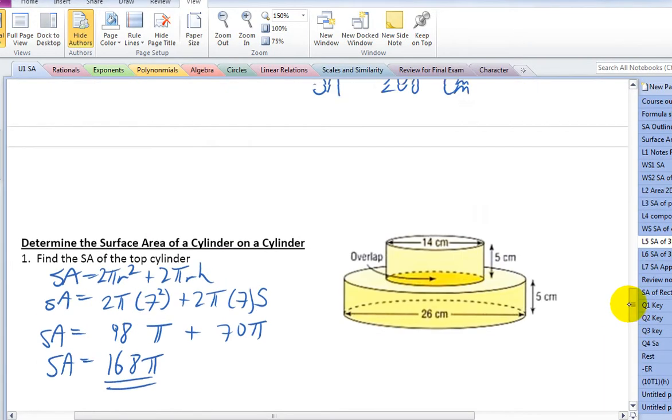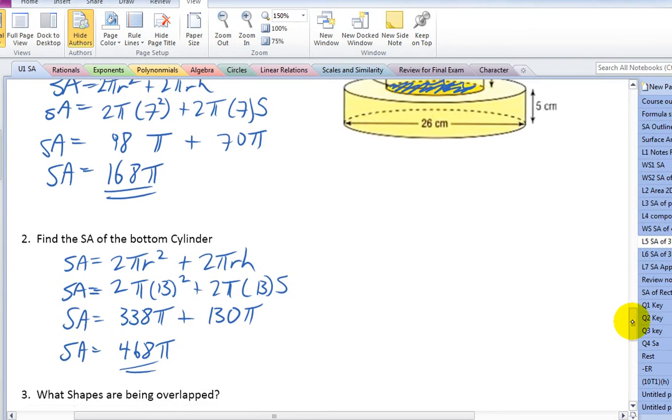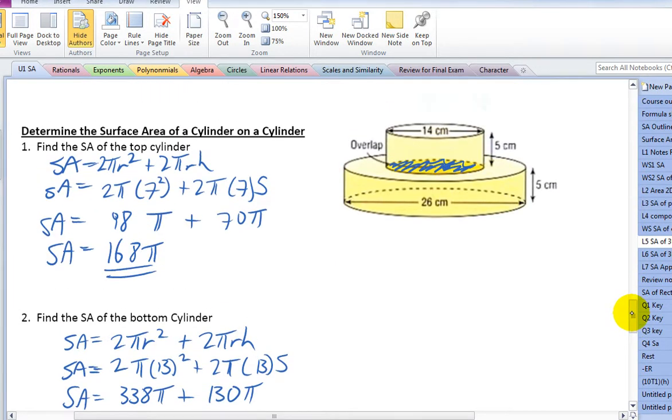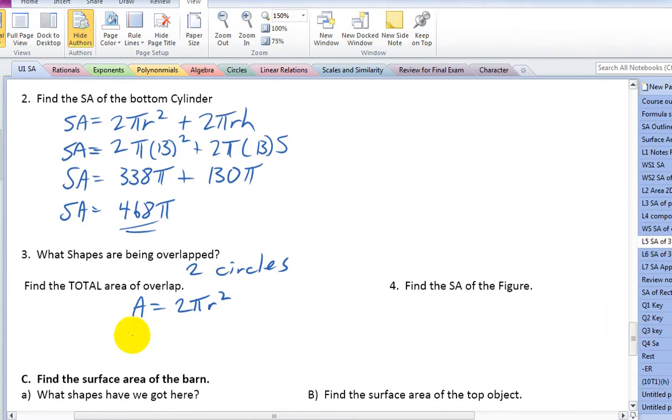Okay, folks, the overlap. Right here, I'm coloring blue. What is it? It's a cylinder? No, it's two circles. Two circles. Okay. So find the total area of overlap. You can use area or surface area, it doesn't really matter. But it's pi r squared times 2.